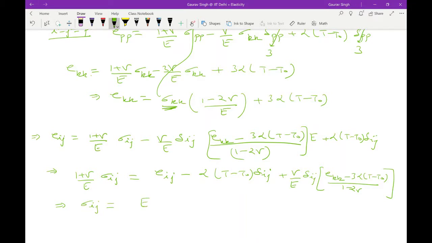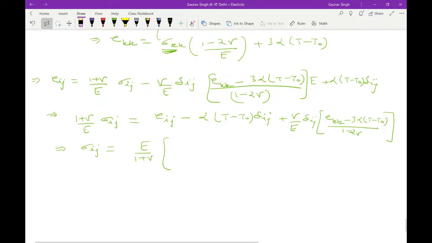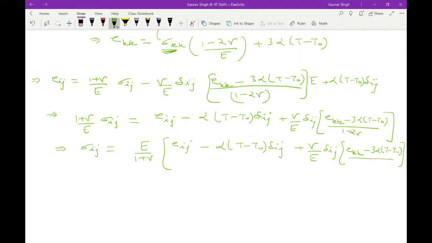Then this should imply that sigma ij is equal to E by 1 plus nu times Eij minus alpha (T minus T naught) delta ij, plus nu by E delta ij times ekk minus 3 alpha (T minus T naught) over 1 minus 2 nu.